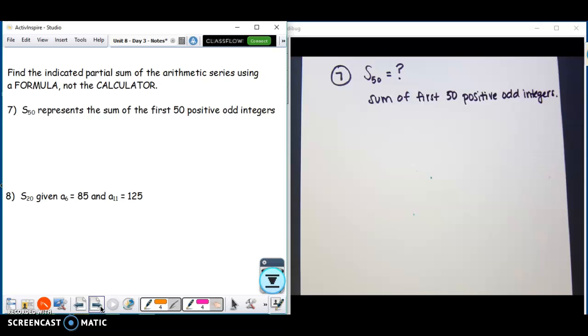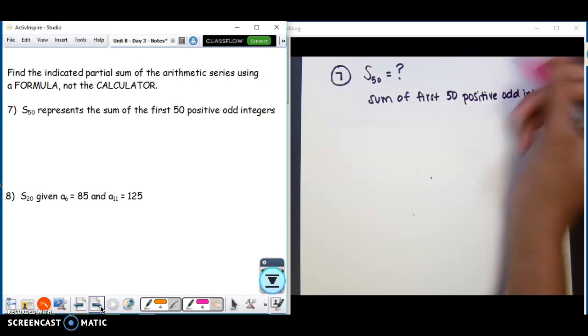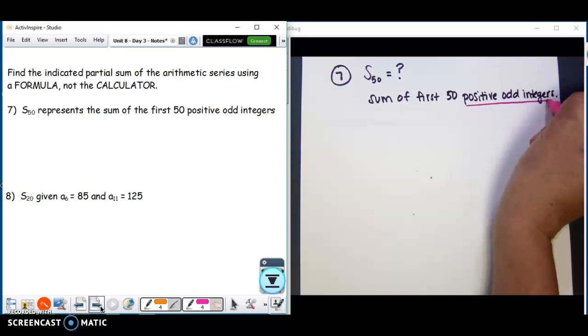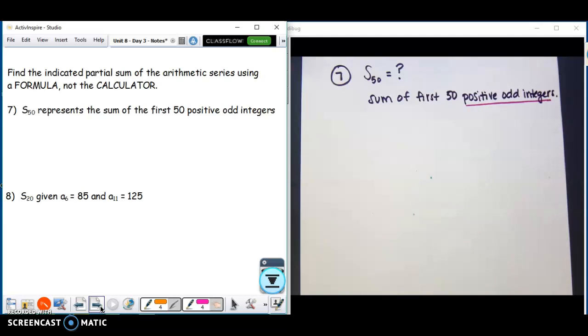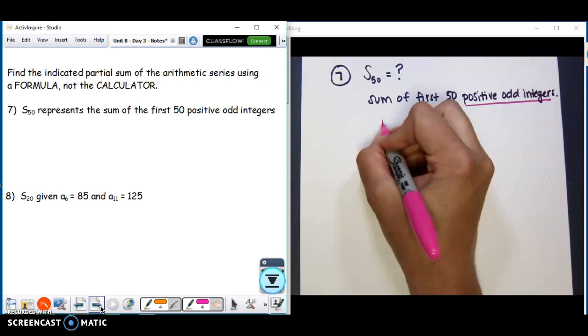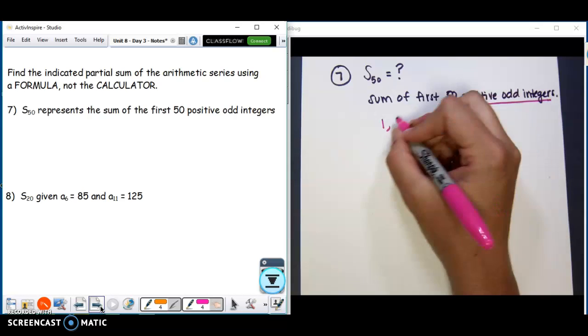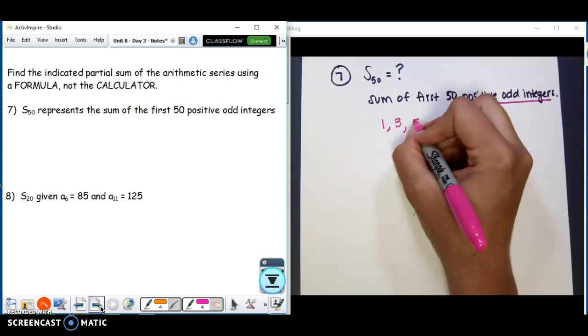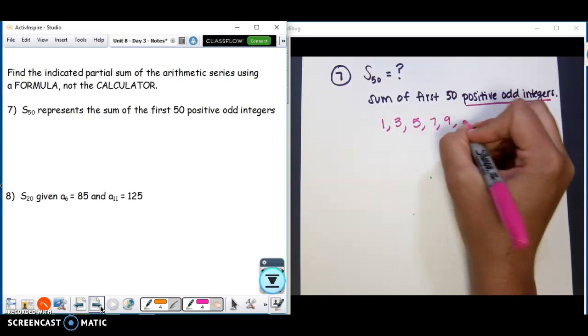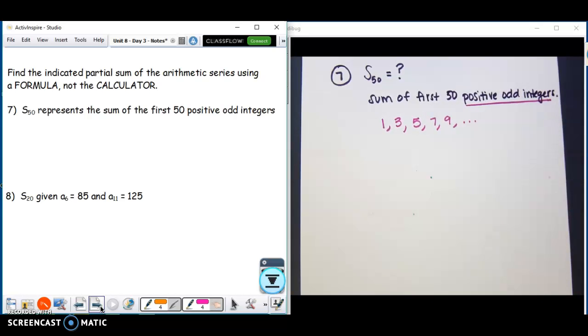Okay, what does that mean? So, a positive odd integer. What is the first positive number that is odd? It is 1. Then the next odd number is 3. Next odd number is 5. Next odd number is 7. Next odd number is 9. And that would keep going all the way until you got to the 50th term. Okay? So it says that we want to find the sum of the first 50 positive odd integers.